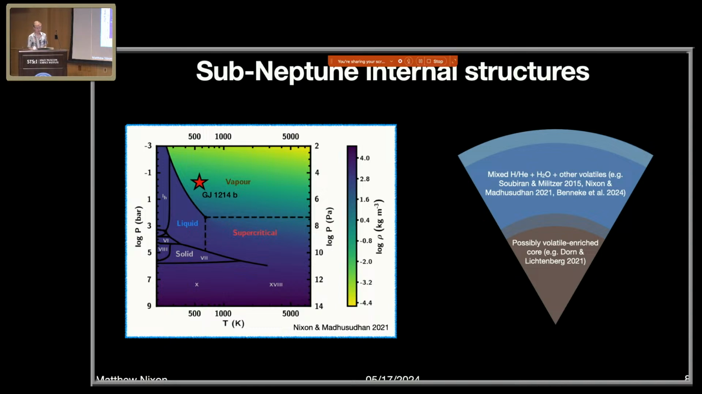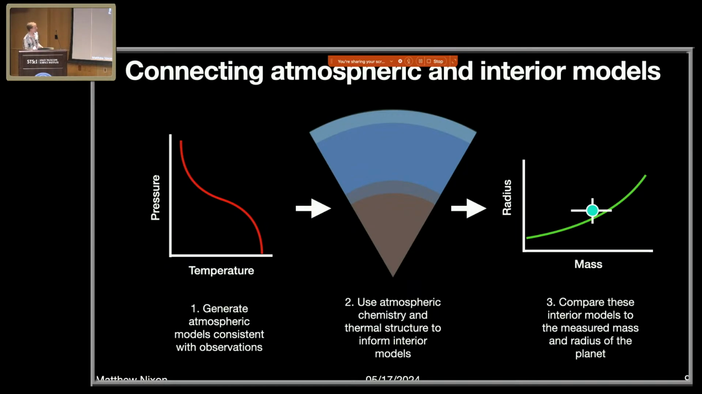So these are the internal structure models. The process for connecting this to the atmosphere looks something like this. We start off by taking a grid of self-consistent atmospheric models that are consistent with what we've observed. Then, using the atmospheric chemistry and the temperature profile from those models as boundary conditions, we can generate internal structure models with our envelopes, extending that temperature profile down into the interior and maintaining the composition. Then we can compare those interior models to the measured mass and radius of the planet to try and place constraints on the bulk composition. So that's what I've done for GJ1214b.